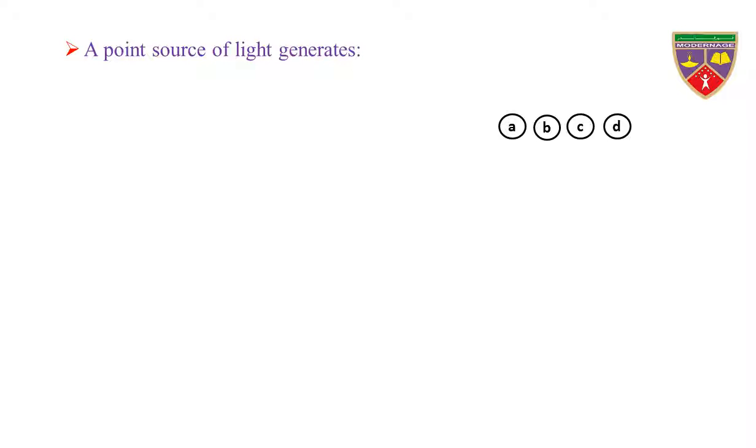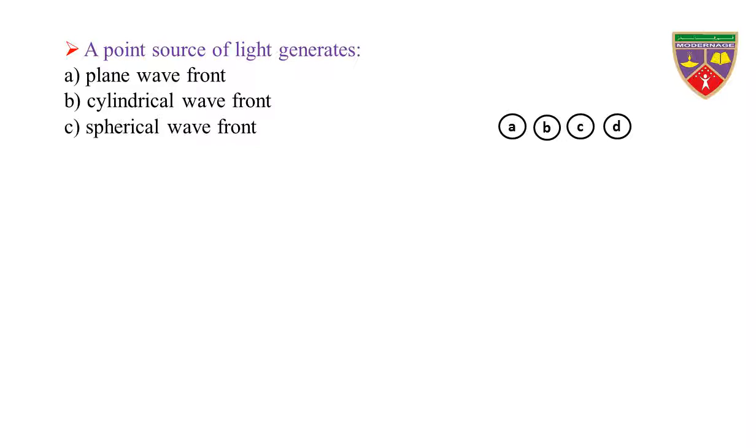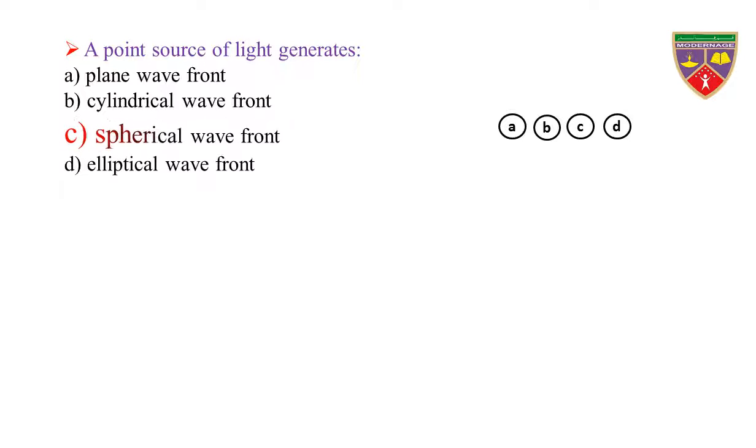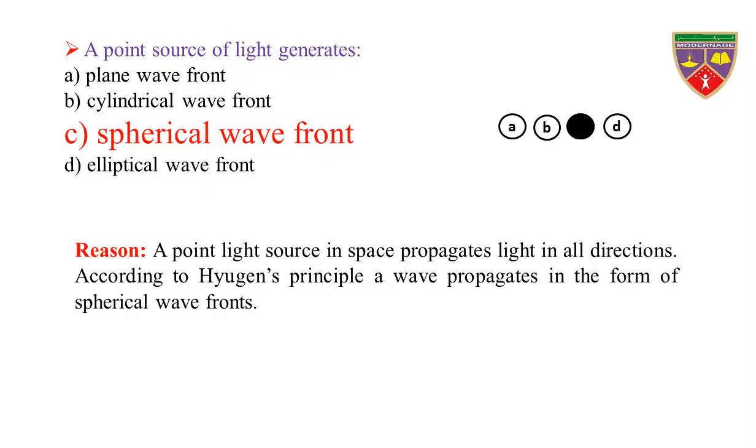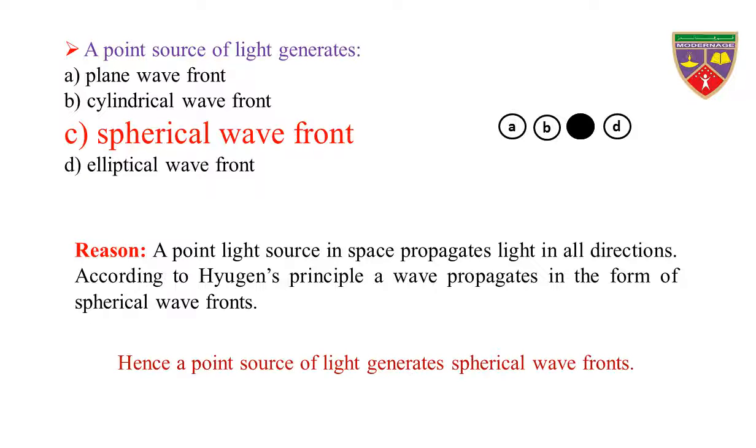A point source of light generates: option A, plane wavefront; option B, cylindrical wavefront; option C, spherical wavefront; option D, elliptical wavefront. The key is spherical wavefront. Therefore, the correct option is C. Reason: a point source in space propagates light in all directions. According to Huygens' principle, a wave propagates in the form of spherical wavefronts. Hence, a point source of light generates spherical wavefronts.